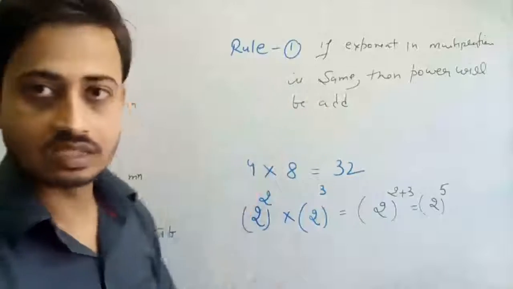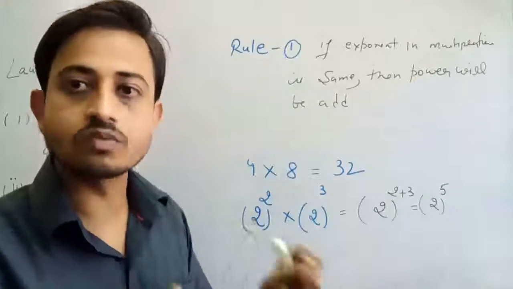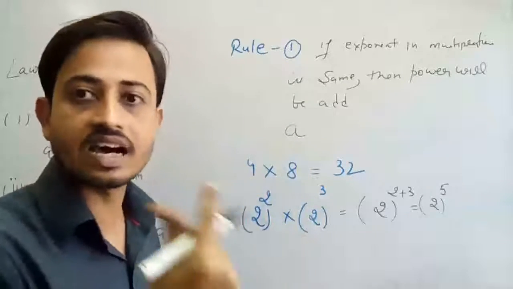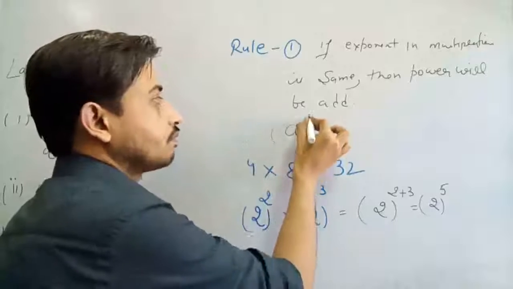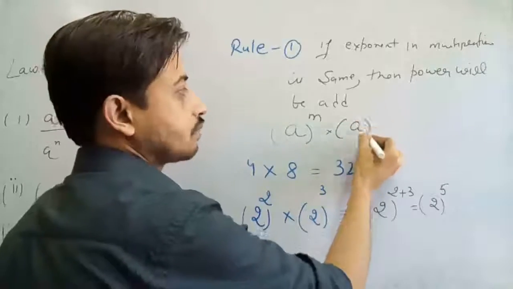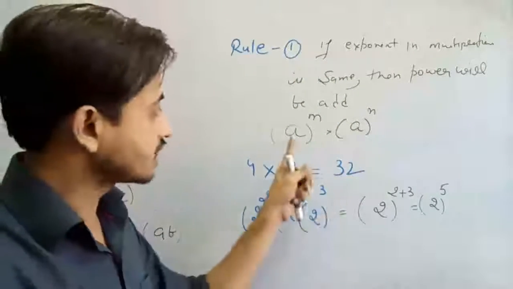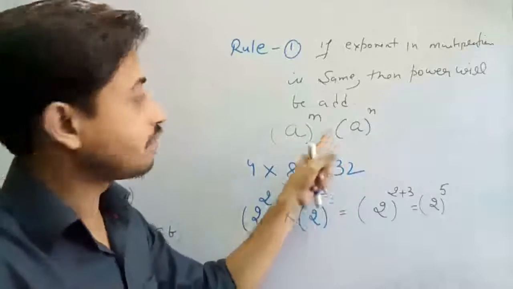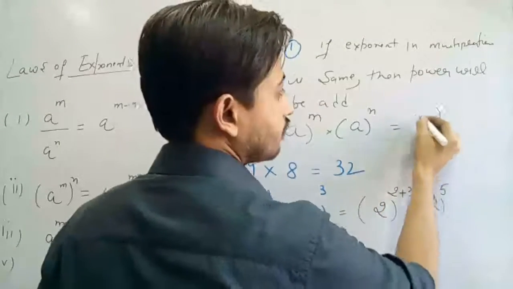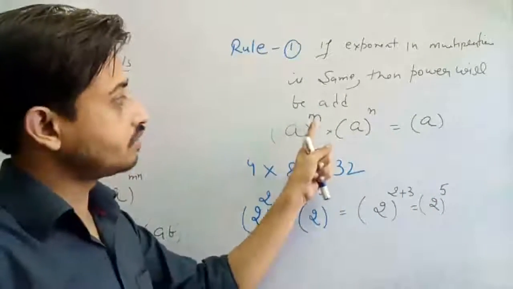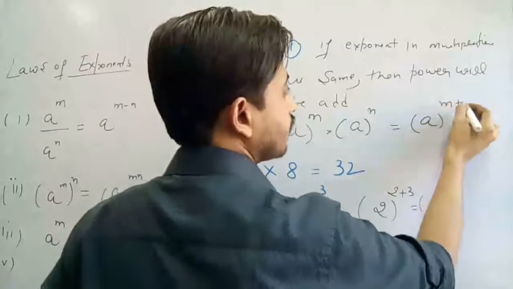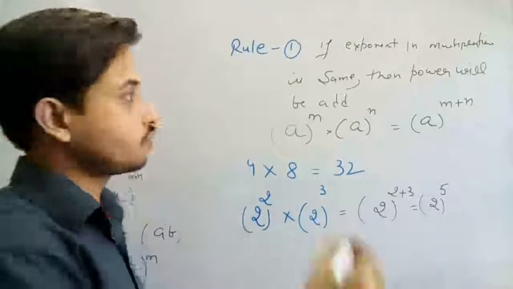So this is the rule first. And how can we write the rule in terms of exponent and power? For example, if I take the exponent as a and the power as m, a raised to the power m, is multiplied with a raised to the power n. Now the exponent a is the same, so the power will be added. So you write the exponent a and the power is m plus n. So we get a raised to the power m plus n. This is the rule first.